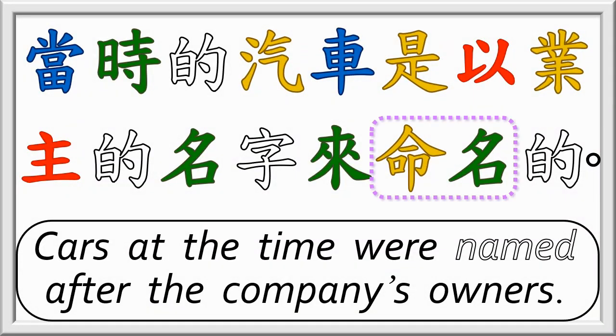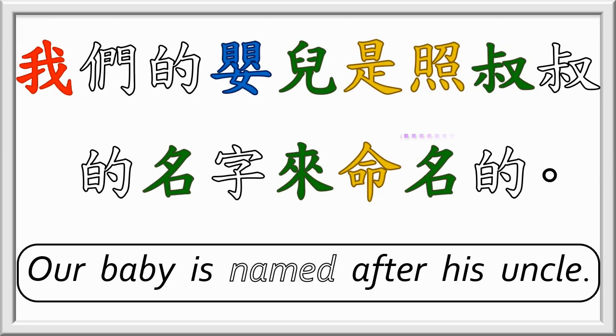And finally, a reminder that at one time, Ming and Ling were one and the same character, as found in the phrase 命名, to name a person or thing, literally announcing the name from on high, to be accepted by that humble listener kneeling below. 当时的汽车是以业主的名字命名的。Cars at the time were named after the company's owners. 我们的婴儿是照叔叔的名字来命名的。Our baby is named after his uncle.